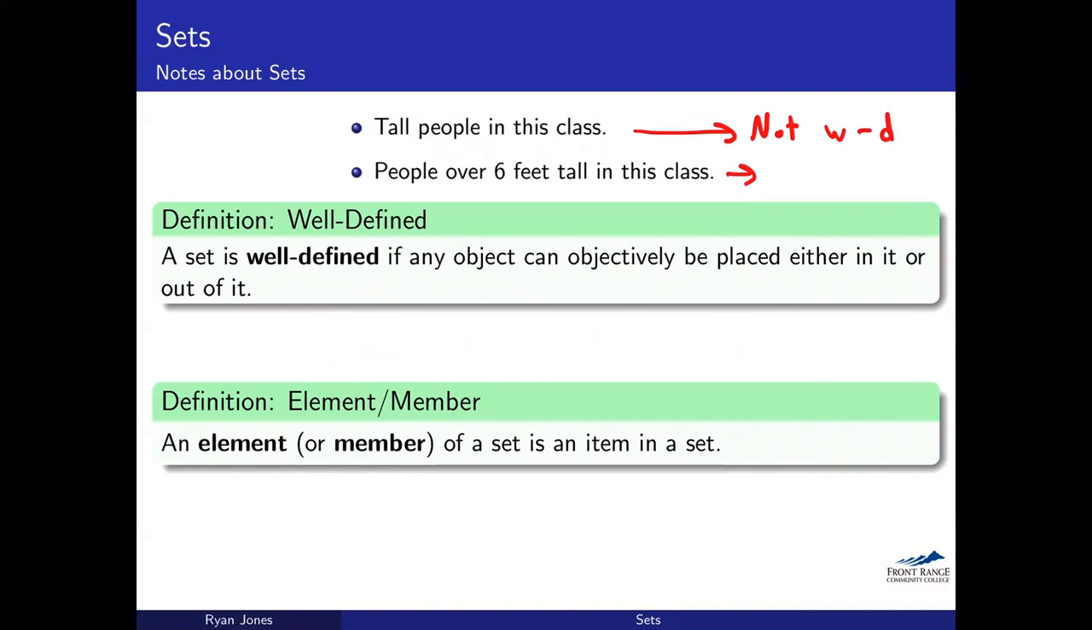The reason I think that's not well defined is because, again, this definition of tall is subjective. There's nothing there that tells me someone can definitively be placed in it. There could be someone who's 6'5", but maybe they're not considered tall if they're standing around a group of people that are all 7 feet. And so maybe they're not even in that set of tall people in this class. It really just depends. And so we'd say that set is not well defined because I can't objectively place people in it or not. They might be in it, they might not. It really just depends on the context.